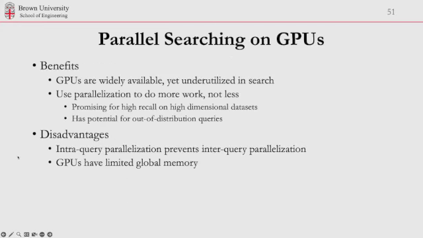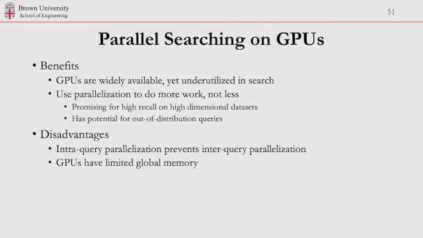I'm going to finish with this, which is the motivation of doing parallel search on GPUs. They're not necessarily affordable GPUs, but they're widely accessible. They're used in a lot of deep learning and training models. They're out there. They're just not being used for search a whole lot. There are some approaches, but they're underutilized.